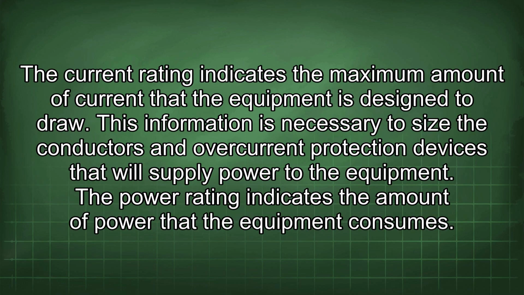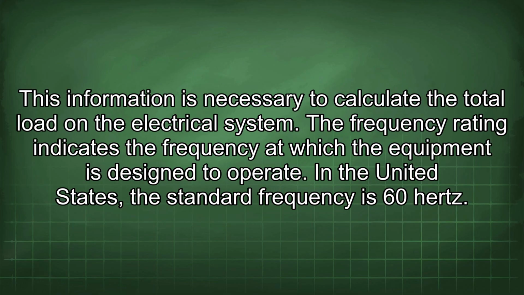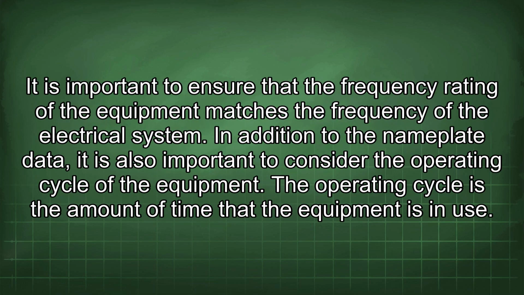The current rating indicates the maximum amount of current that the equipment is designed to draw. This information is necessary to size the conductors and overcurrent protection devices that will supply power to the equipment. The power rating indicates the amount of power that the equipment consumes. This information is necessary to calculate the total load on the electrical system. The frequency rating indicates the frequency at which the equipment is designed to operate. In the United States, the standard frequency is 60 Hz. It is important to ensure that the frequency rating of the equipment matches the frequency of the electrical system.